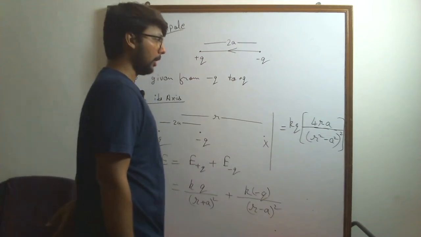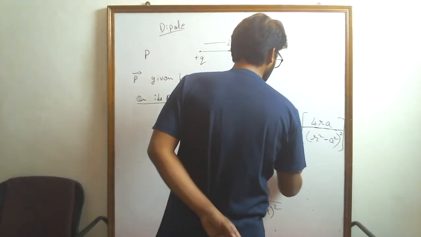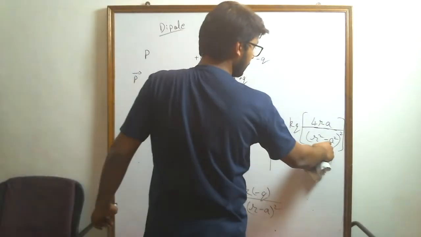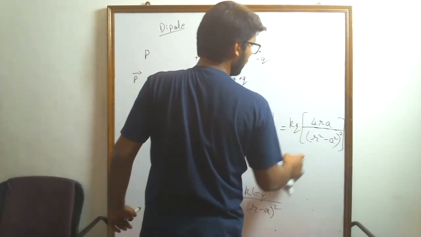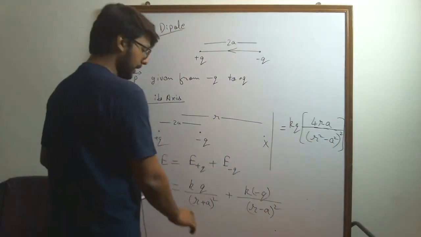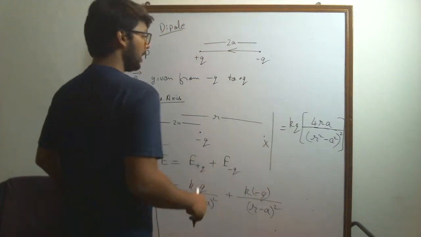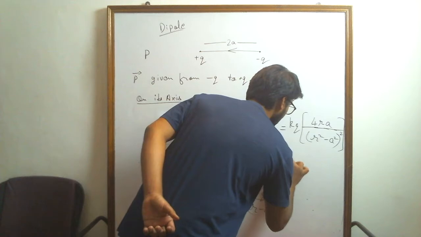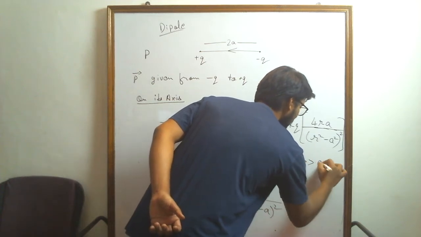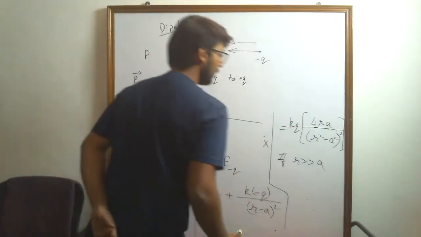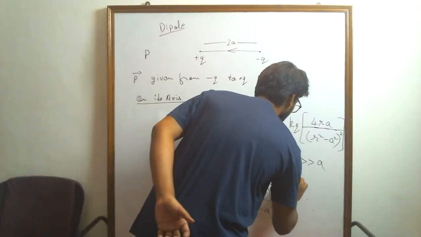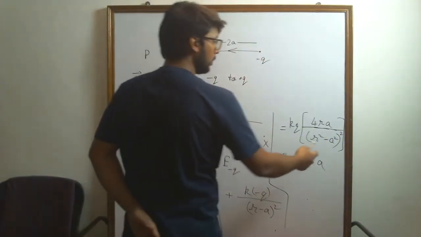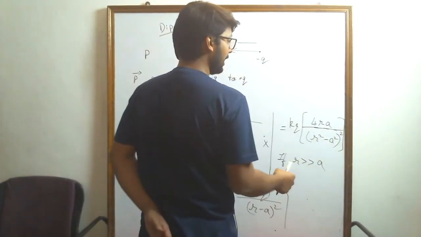Final result for E. Now, what happens if my A is very small compared to R? That means R, that is this X, is very far away from the dipole. What can happen then? If R is much greater than A, then I can almost forget about this A square because it will only get smaller.